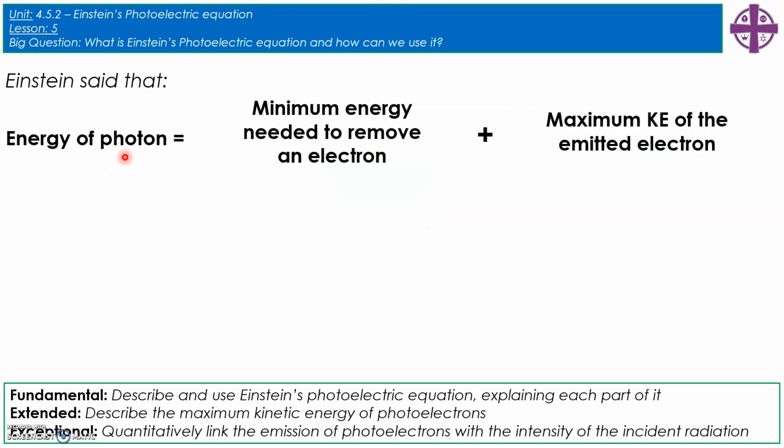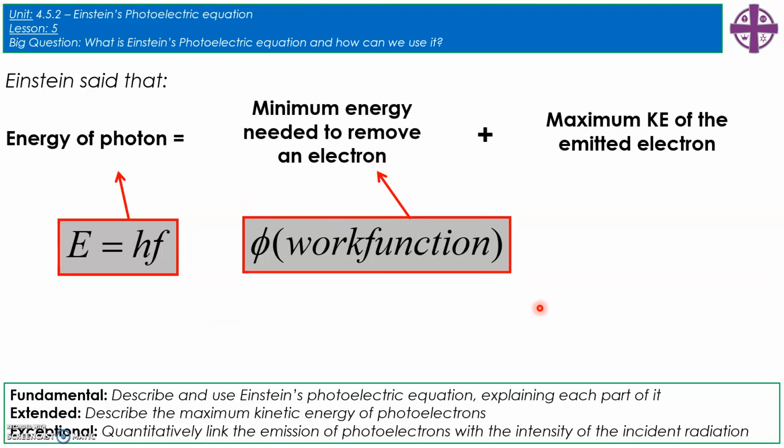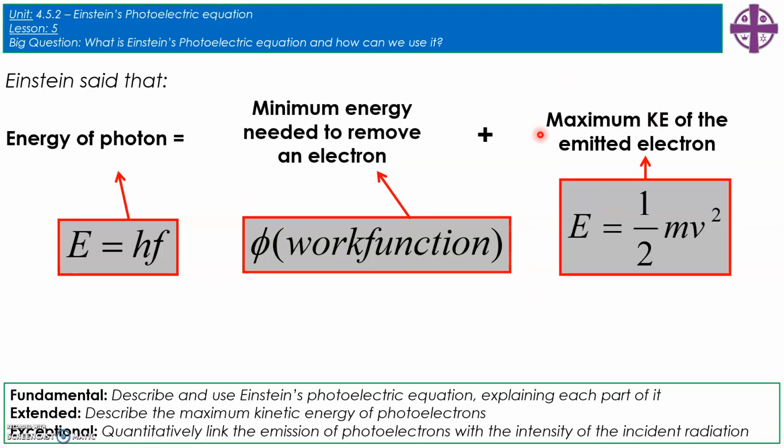So he said the energy of a photon was equal to the minimum energy needed to remove an electron plus the maximum kinetic energy of the emitted electron. The energy of a photon is E equals hf. The minimum energy needed to remove it is called the work function. That's what we call the work function. And the maximum kinetic energy of the emitted electron was a half mv squared.